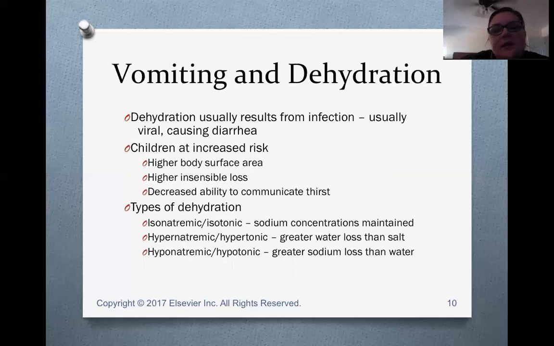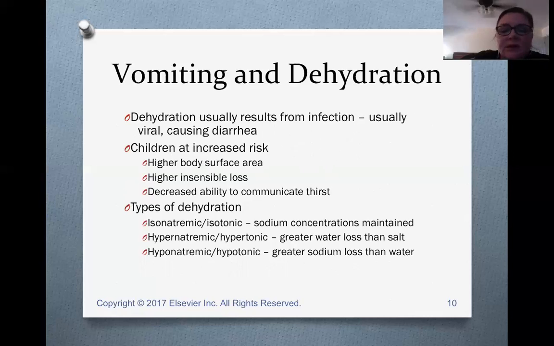And viral gastroenteritis is the most common cause of diarrhea and the most common cause of dehydration. And again, children are at the greatest risk because they have more body surface area, so actually more skin compared to the size of their body. And they're also not able to tell us when they're thirsty a lot of times. And when they start feeling uncomfortable, the first thing they want to do is just close off and not take anything to eat or drink. And so that's one of the biggest risk factors for dehydration.